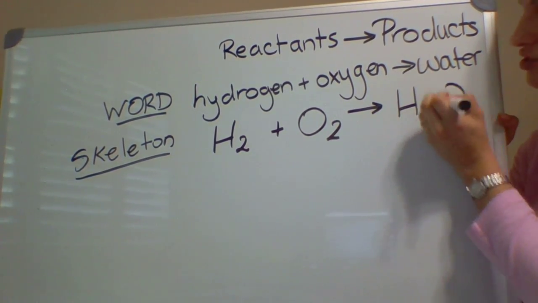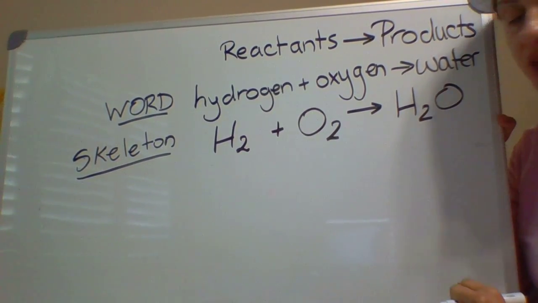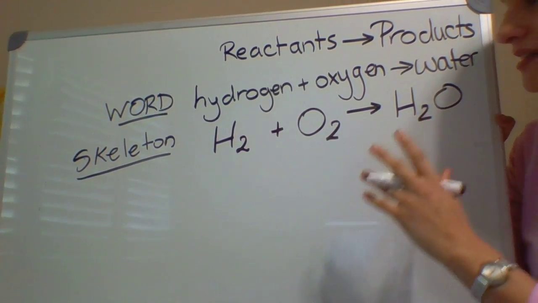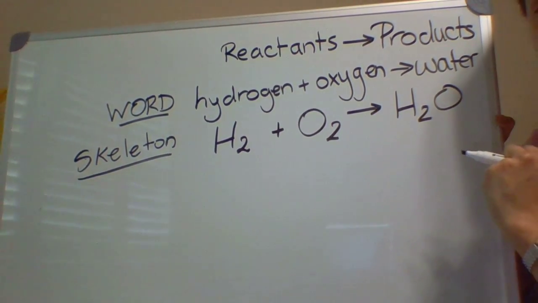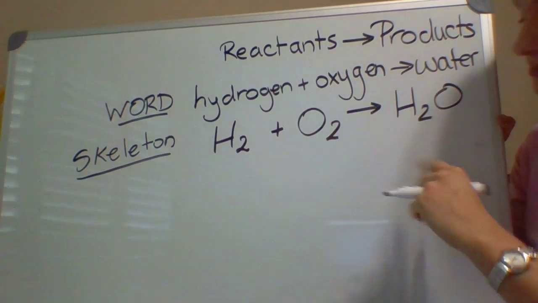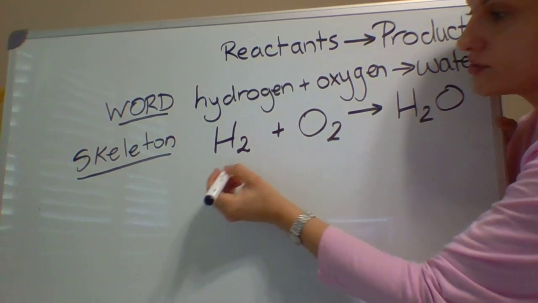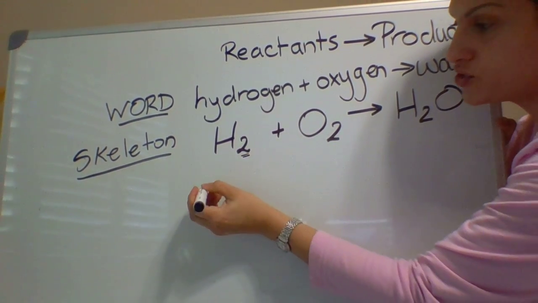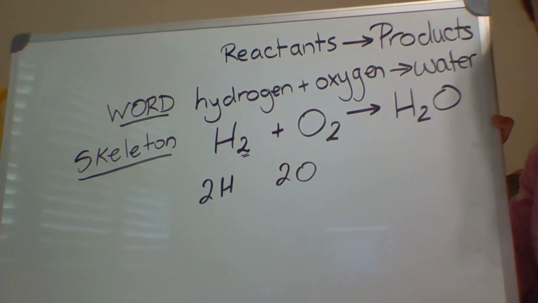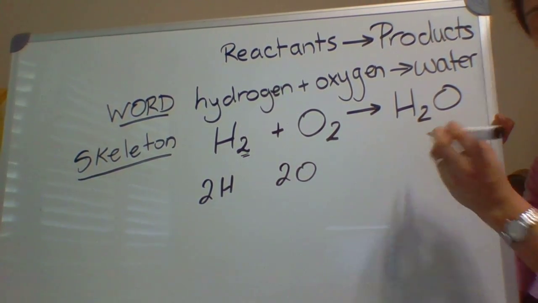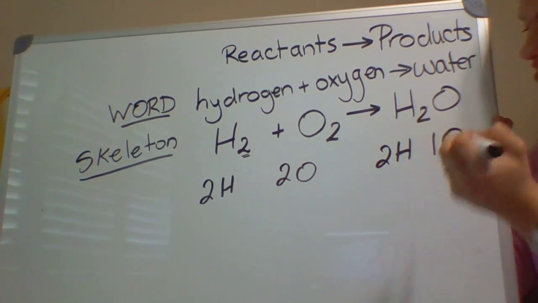Now, the reason we call this a skeleton equation is please look at the number of atoms of each element we have on the left-hand side and on the right-hand side. So let's count atoms. How many hydrogen atoms do we have on the left-hand side? So remember, we use the 2. So we have 2 hydrogen atoms on the left. We have 2 oxygen atoms on the left as well. However, on the product side, we have 2 hydrogen and 1 oxygen.